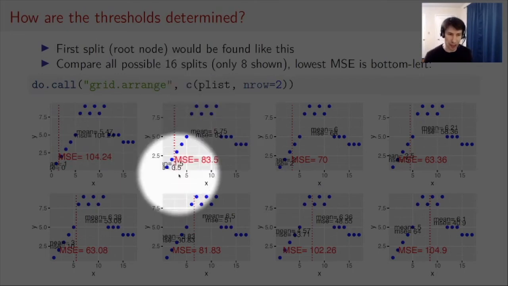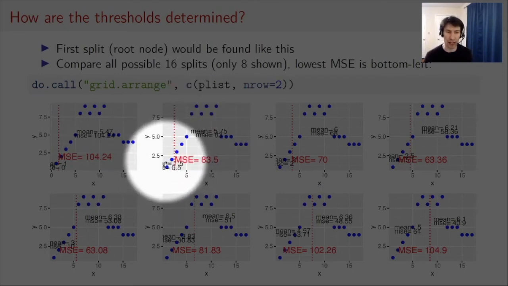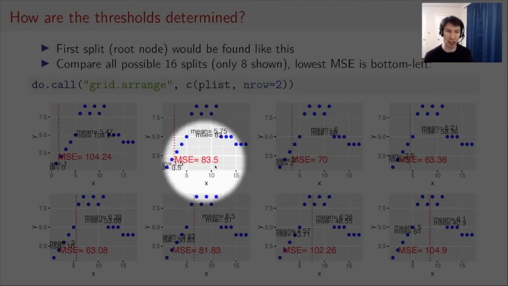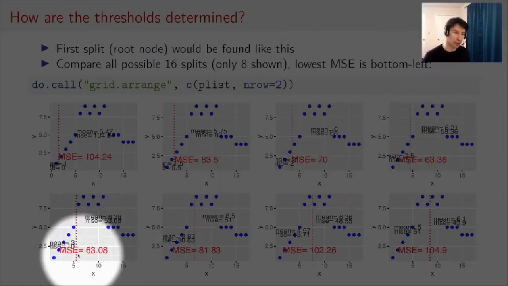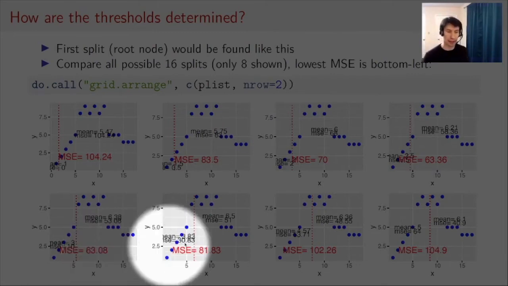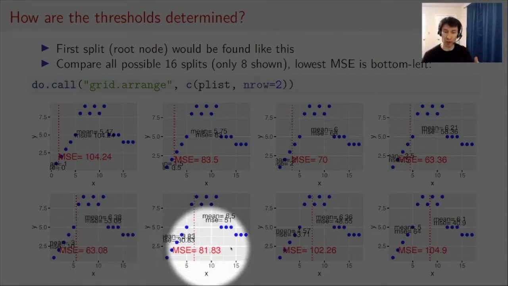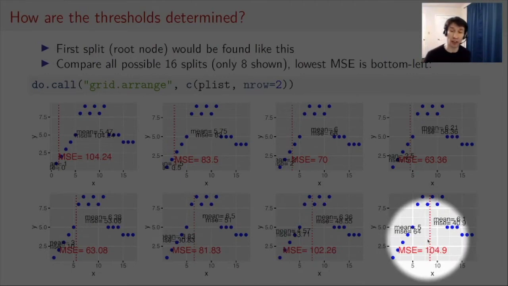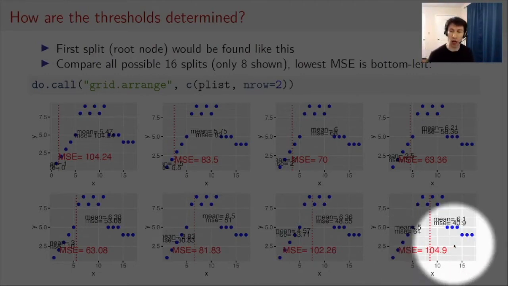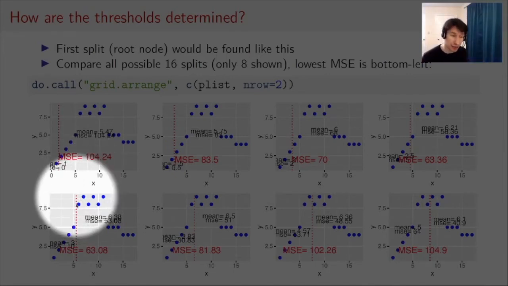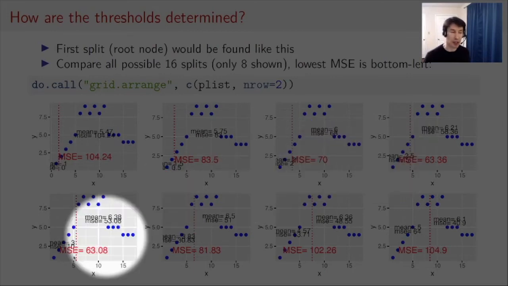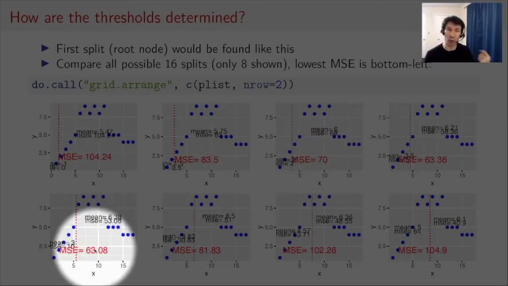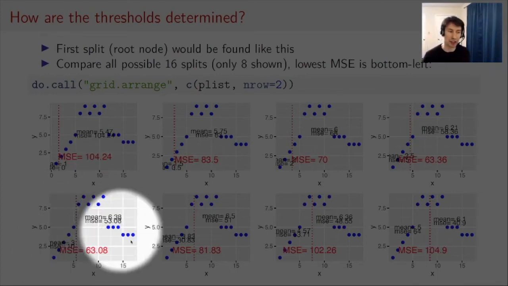Then it tries again, splitting here. Now we have 0.5 as the MSE. Here we have 83 as the MSE, so the total MSE is 83.5. Then for the third split, MSE is 70, the fourth split, 63.36, the fifth split, 63.08. The sixth split, it's 81. We're going back up. I'm not showing them all, but they actually keep going back up. And so this is why this first split is chosen as the best one, because it has the lowest mean squared error among all of the possible splits you can do out of this sample.